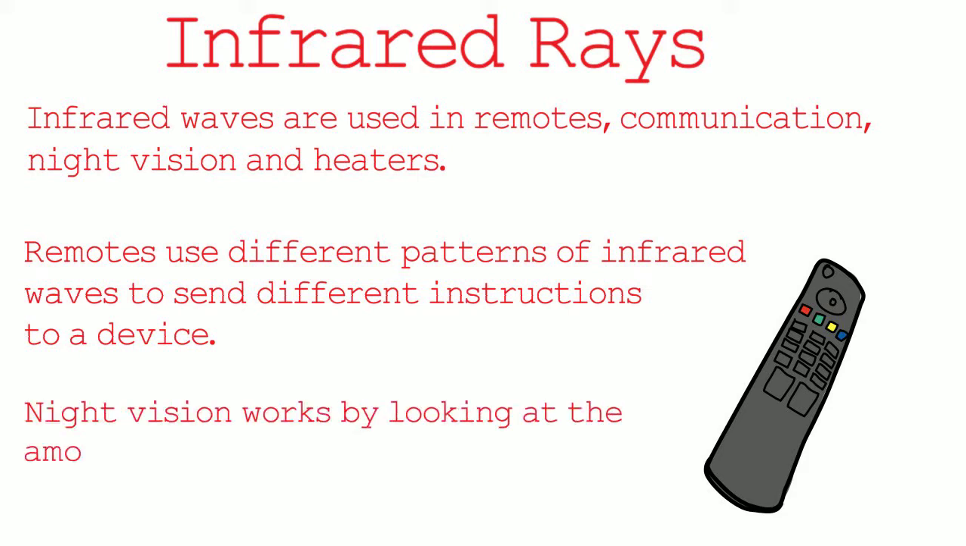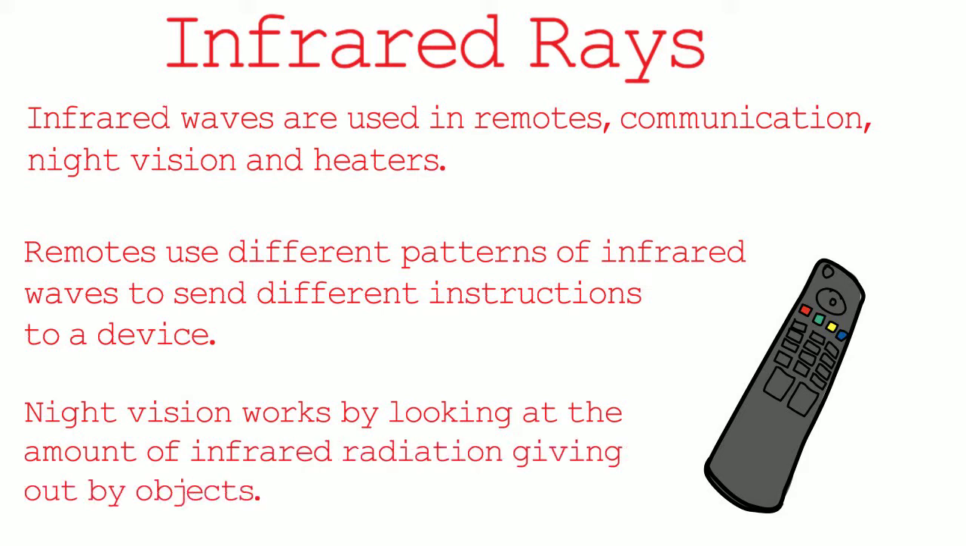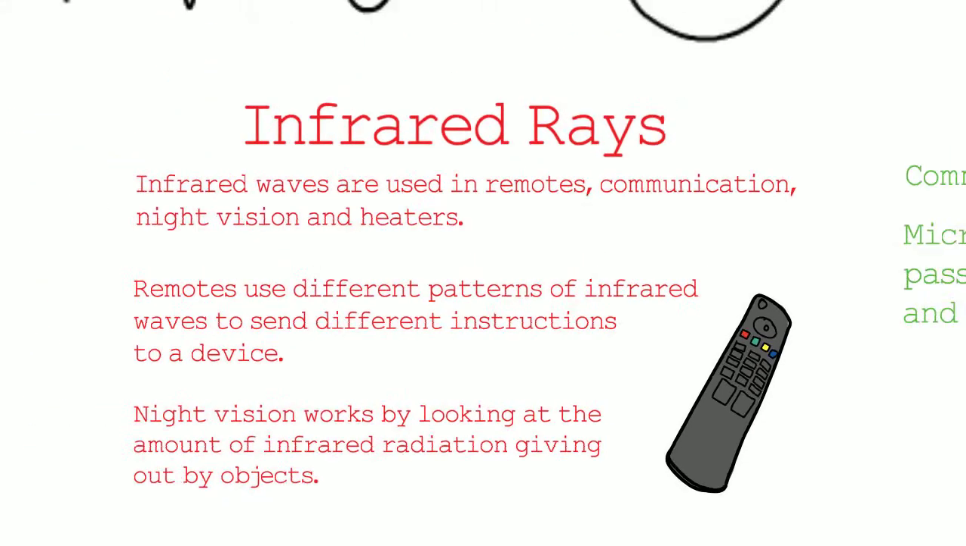Night vision works by looking at the amount of infrared radiation given out by objects. The night vision camera would then turn infrared waves into a picture. Items that give out more infrared radiation will tend to be hotter and may be something of interest. For example, if we were looking in a forest and looking for animals, we could use a night vision camera to see if there are any animals about and to get a clear picture of the animal.